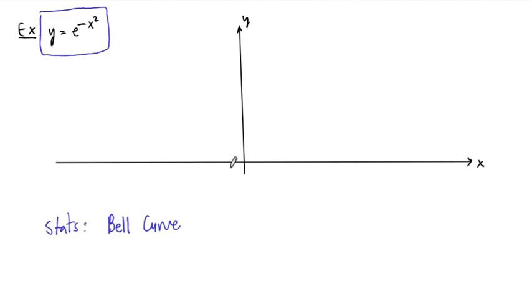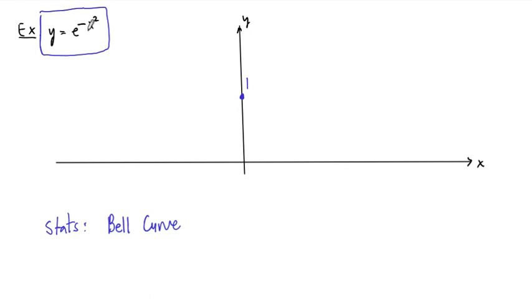And we won't get into the statistics right now of why statisticians care about this function so much. But let's just think about what the graph of this has to look like. When x is equal to 0, so when this crosses the y-axis, this is e to the 0, which is 1. So this has a height of 1 when it crosses the y-axis.